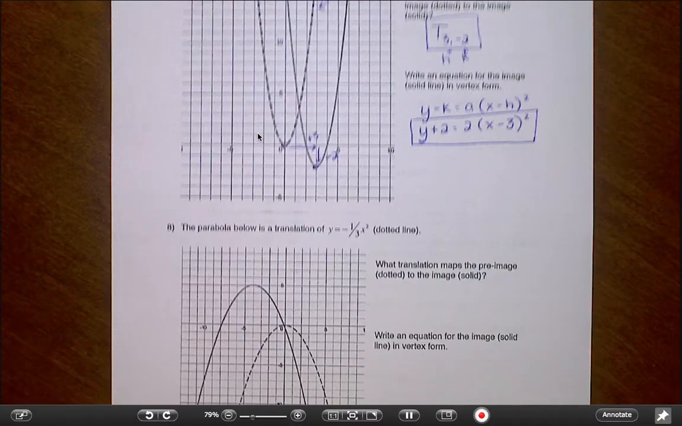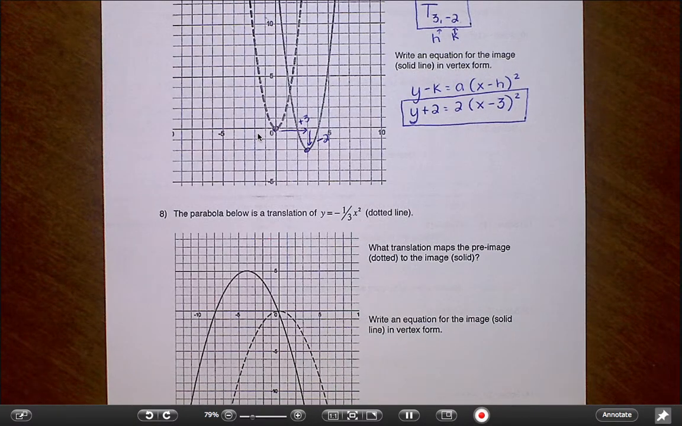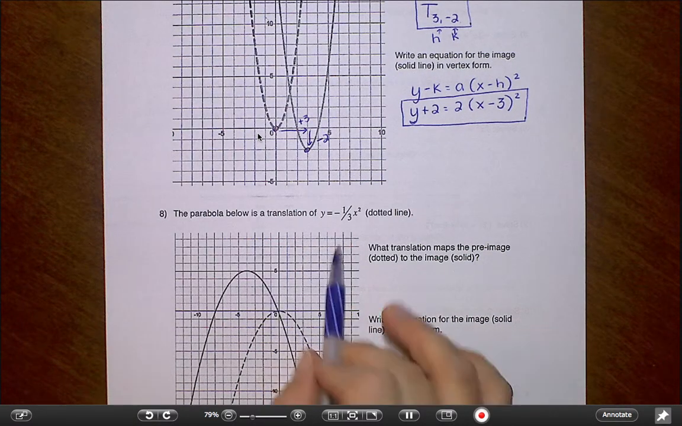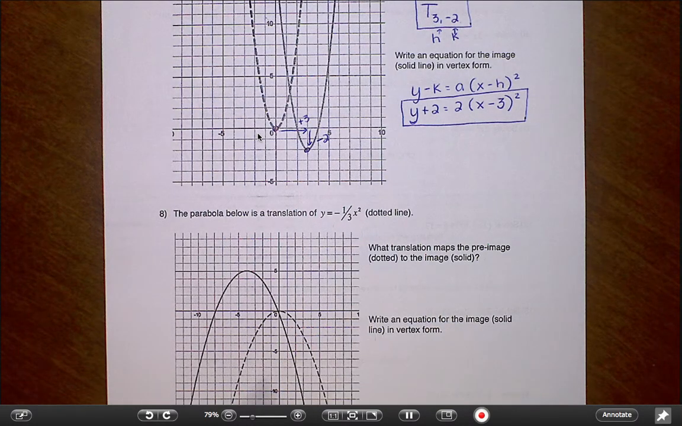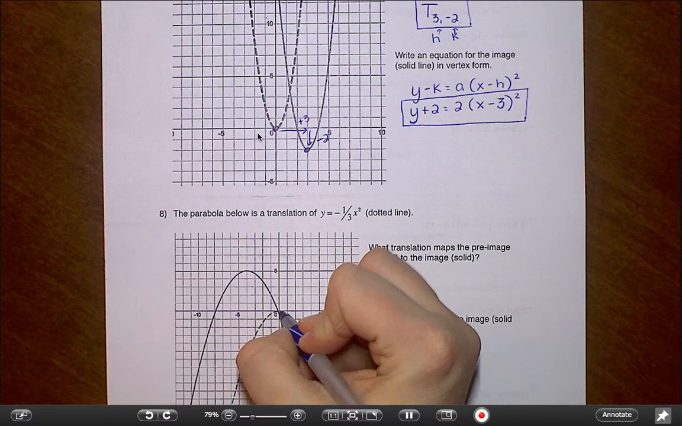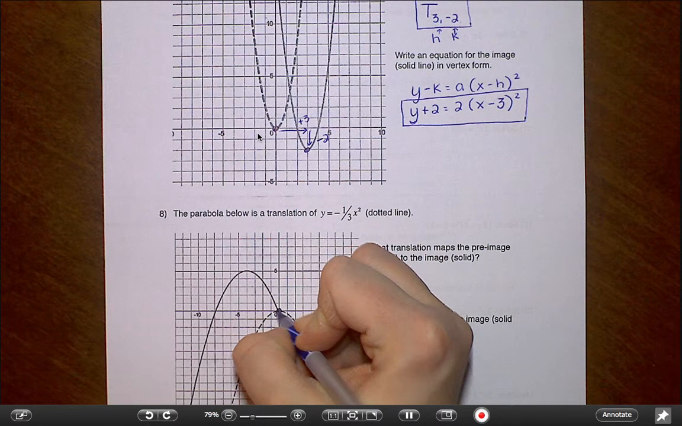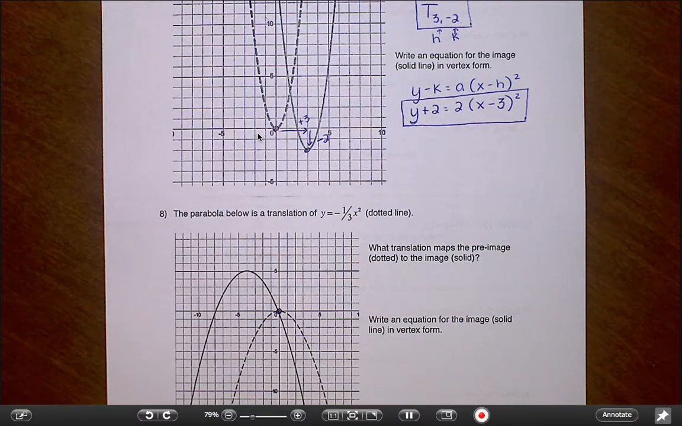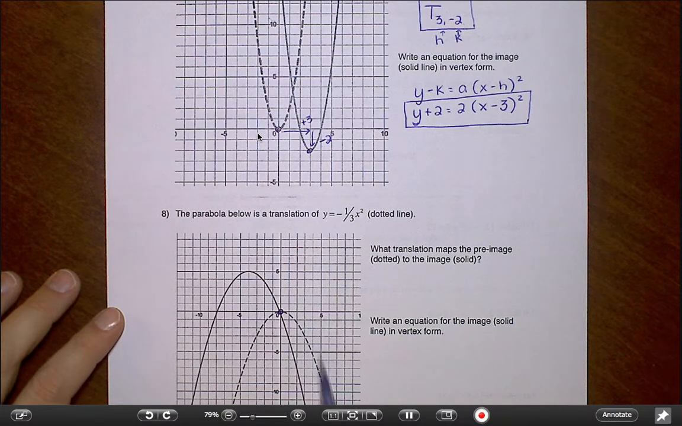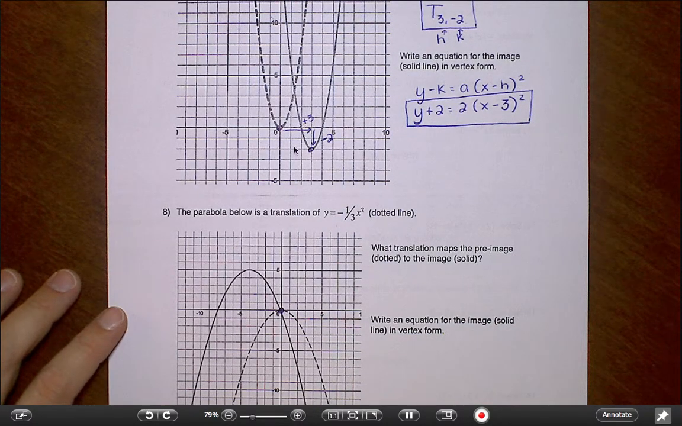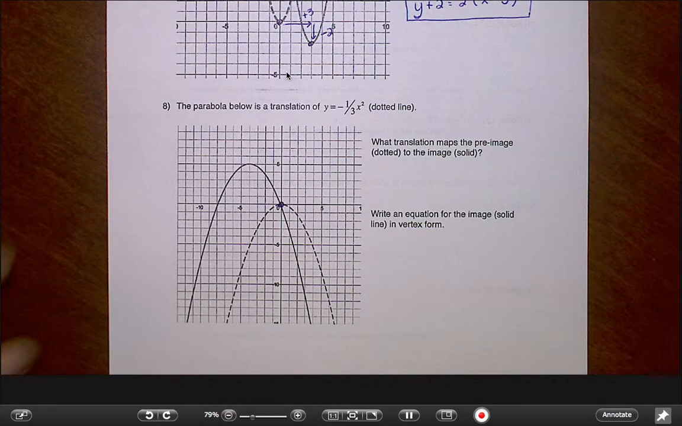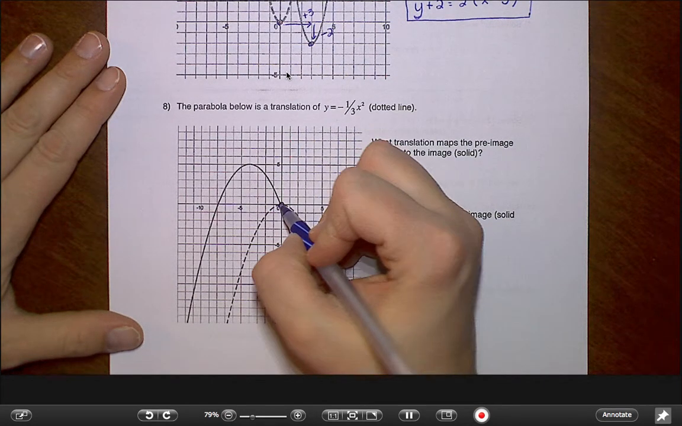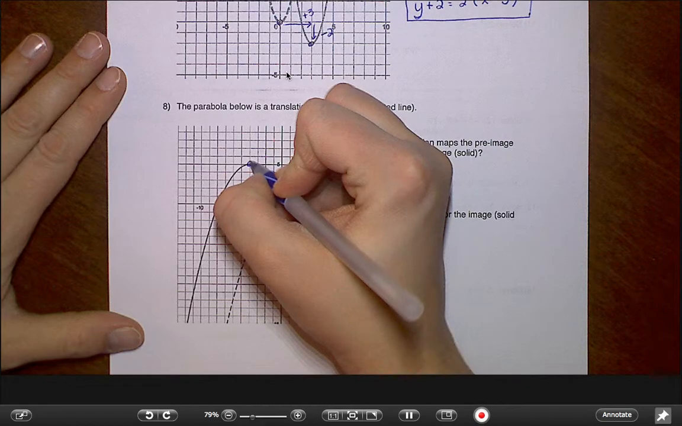Okay, so now let's look at number 8. Same kind of thing. My original parabola this time is negative 1/3 x squared. Okay, that's this dotted line one. And notice once again, its vertex is right at 0, 0. Okay, so I want to know what translation turns this dotted line one into this solid line. Well, and actually I'll move that up for you a little bit. There we go. So I'm moving from here up to here.